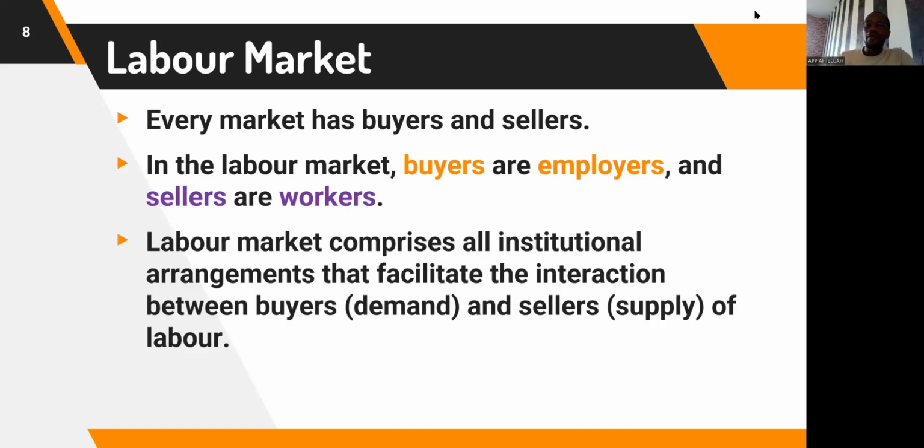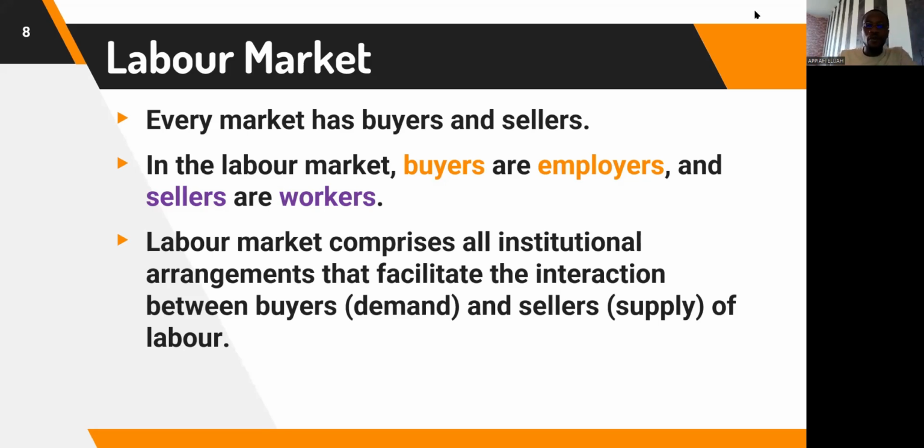And so when we talk about labor market in general, understanding the fact that we are looking at employers and workers, where employers are buyers and workers are sellers, the labor market will include all institutional arrangements that facilitate the interaction between buyers and sellers of labor. That is very simple. So labor market is trying to look at the interaction between buyers and sellers of labor. Or we are looking at all the arrangements or measures that are put in place to facilitate the interaction between the demand for labor and the supply of labor. So when you do that, we have the labor market.